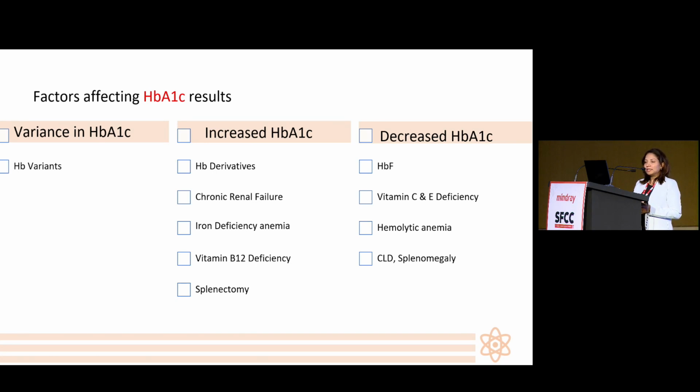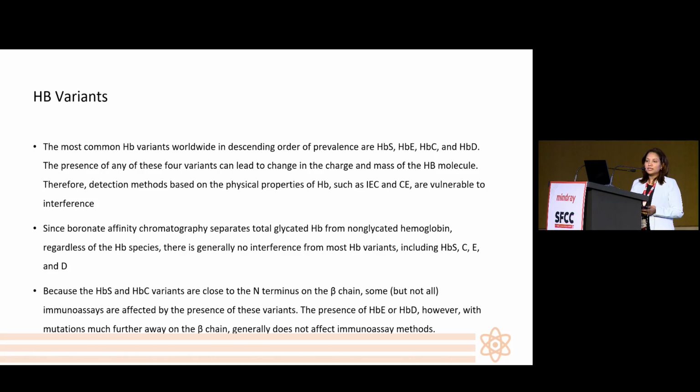HbF, vitamin C and E deficiency, hemolytic anemia, chronic liver disease, and splenomegaly will lead to falsely decreased HbA1c. We will see briefly about these interfering factors separately.